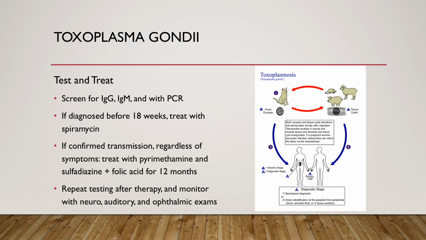Folic acid is very important for development and growth. You'll want to repeat testing after therapy is given and monitor with neuroauditory and ophthalmic exams, as these are very common manifestations of congenital toxoplasmosis. The image on the right is a schematic of the life cycle of the Toxoplasma gondii and how it is transmitted.